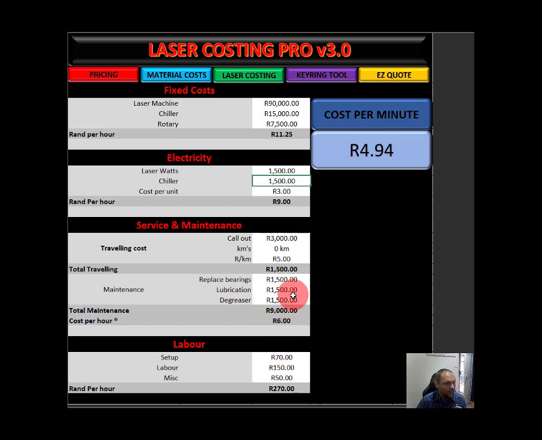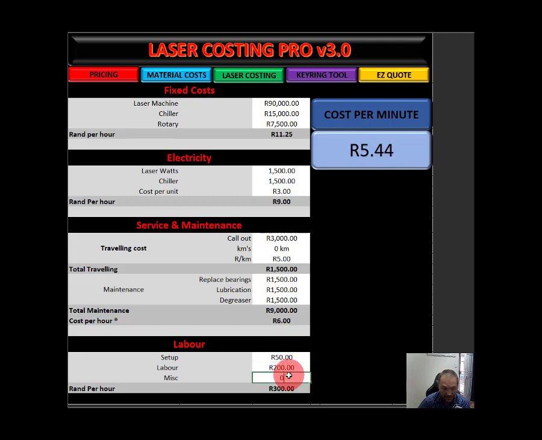And then the biggest factor that affects our rand per minute is our labor, because we have to have a human being watching that machine. And if your labor cost is 250 Rand an hour, it needs to be in there, and you'll see that has a massive effect on the rand per minute, because we cannot have the laser machine running by itself.